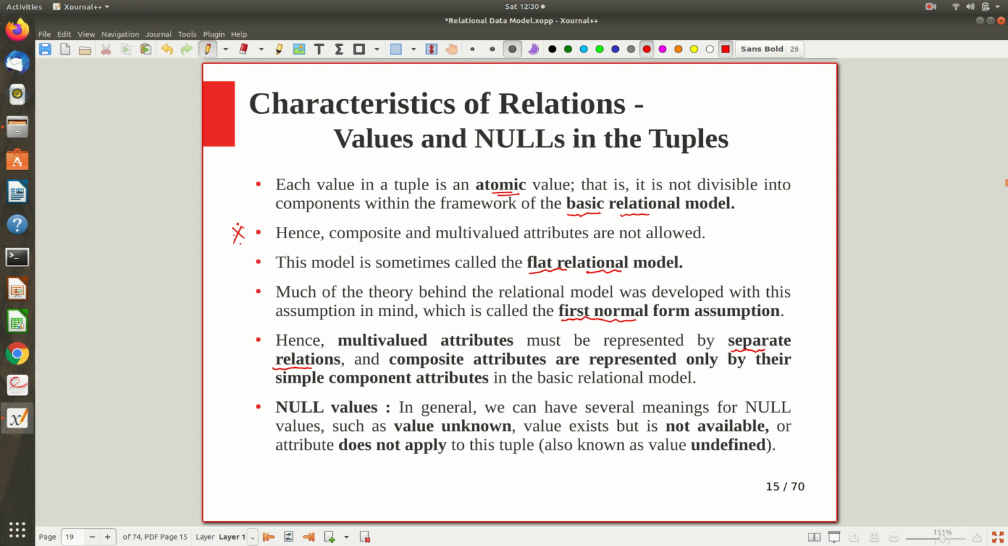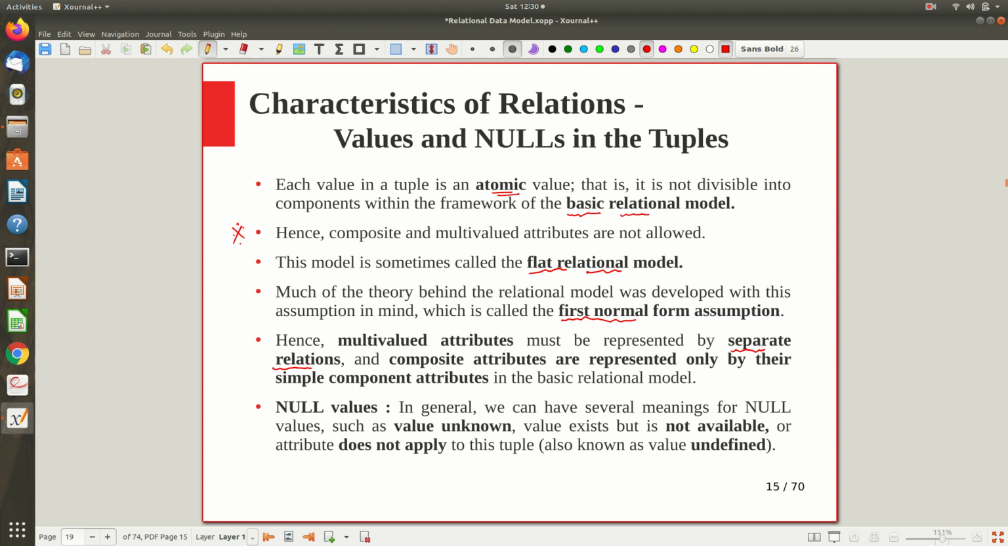So these two things are not supported by a basic relational model, which has this first normal form. First normal form means that, by default, the relation does not have any composite or multi-valued attribute, so it's also called a flat relational model assumption. Okay. Now what about the null value?